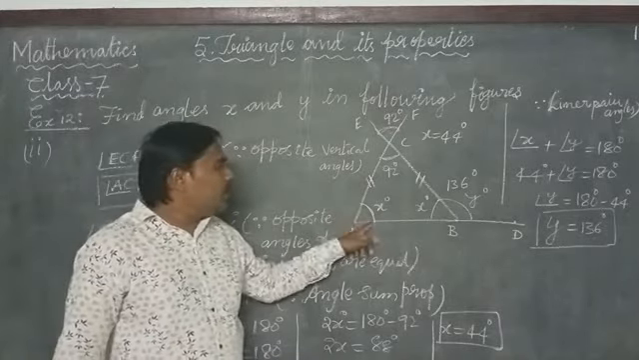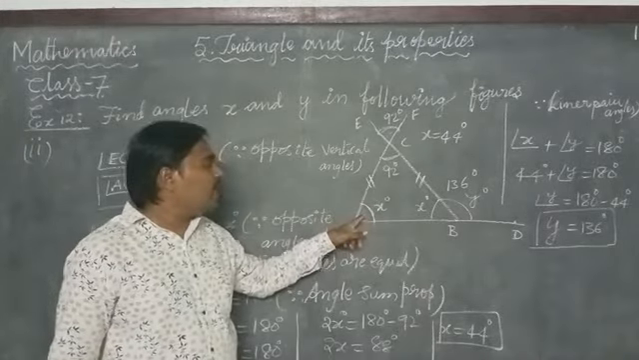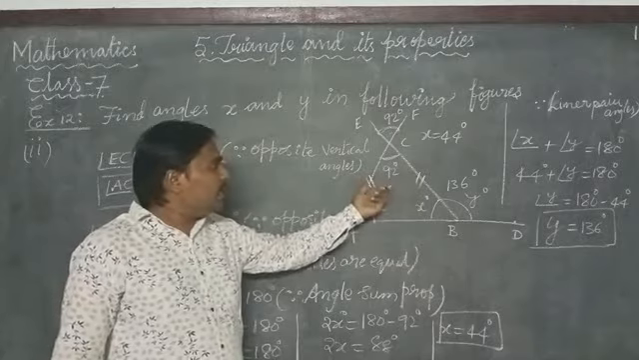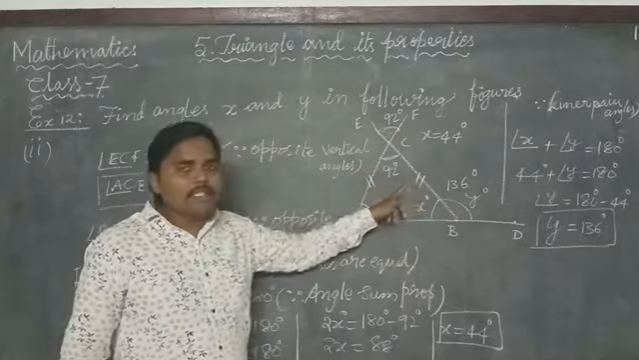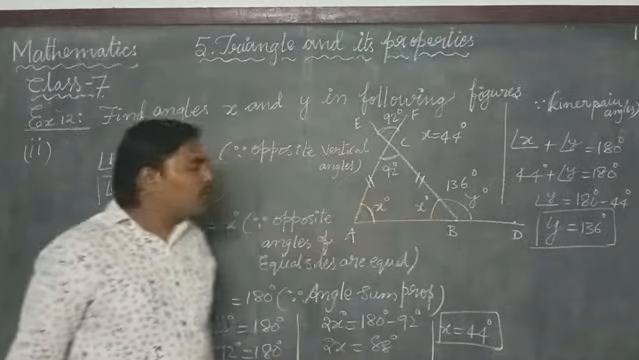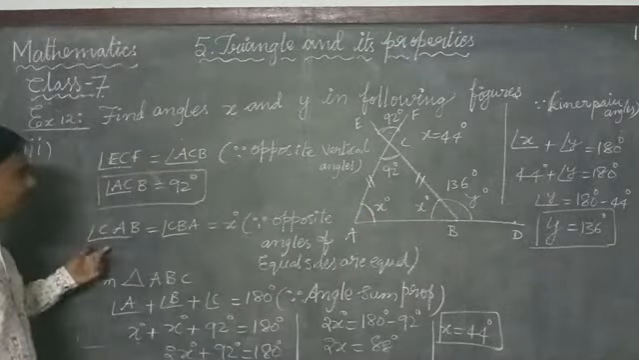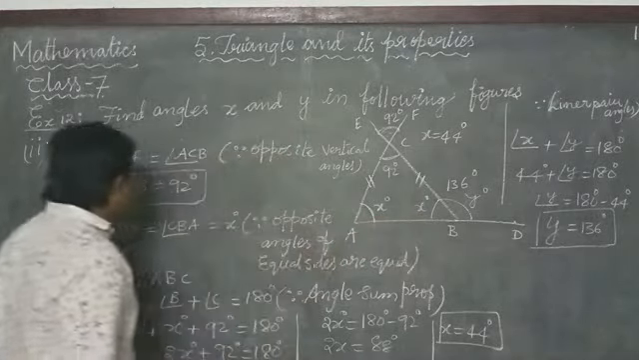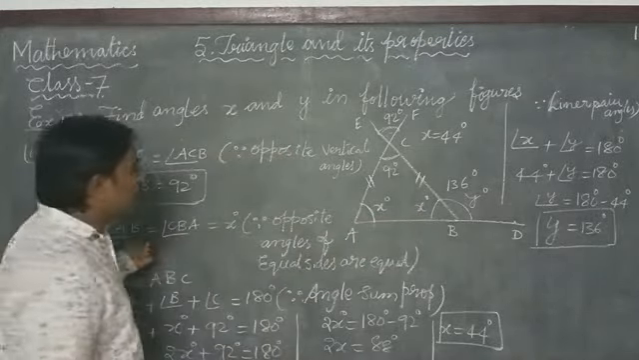Here they have given one of the angles as x degrees. They have given an isosceles triangle, which means it has equal sides, and so its opposite angles are also equal. From that property we can write angle CAB equals angle CBA.